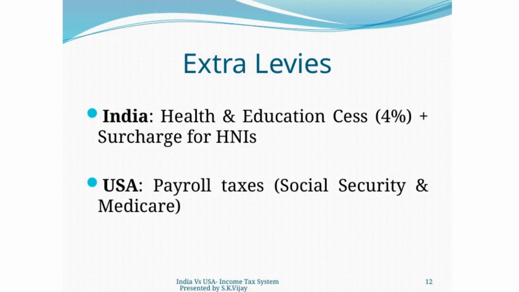On the other hand, in the United States, the focus is on payroll taxes, primarily for Social Security and Medicare. These taxes are deducted from wages and are essential for funding social safety nets like retirement benefits and health care for seniors. So, while India emphasizes extra levies like cess and surcharge to address specific needs, the U.S. relies more on payroll taxes to sustain its social programs. Understanding these differences helps us see how each country structures its approach to funding public services through taxation.